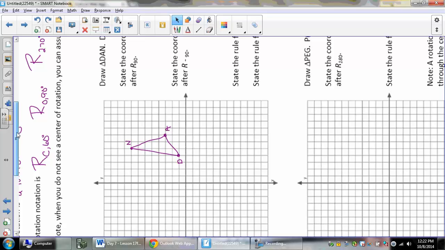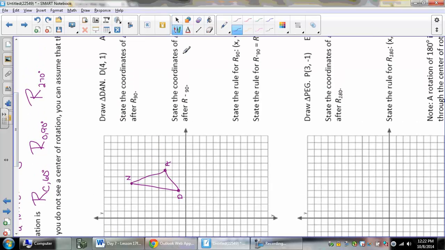So Dan ended up, and I'm going to write these kind of sideways, so bear with me here. Dan ended up left 1, 2, 3, 4, up 4. So Dan is now at the point, and yes, I'm writing sideways, negative 4, 4. And that's his image. So that's D prime. The next point, A, is 1, 2, 3 over, 1, 2, 3, 4, 5, 6, 7 up. So A is negative 3, 7.